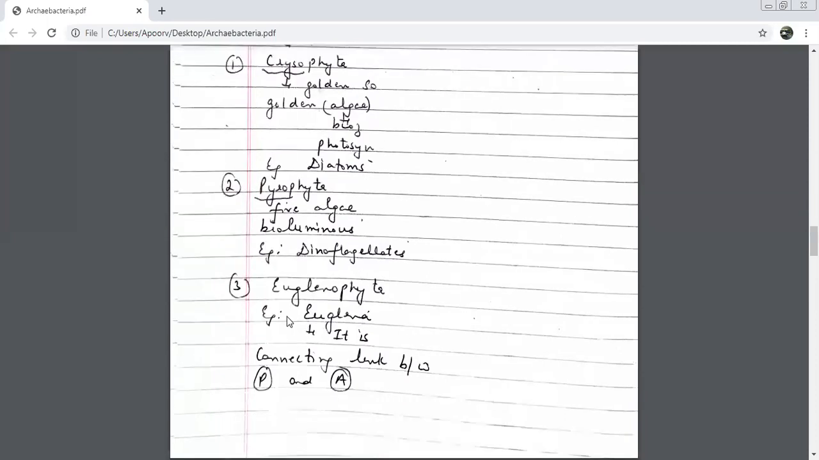Let's come to euglenophyta, the third one. The third category is euglenophyta. The example is euglena. See, euglena is again very special because it is a connecting link between plants and animals.